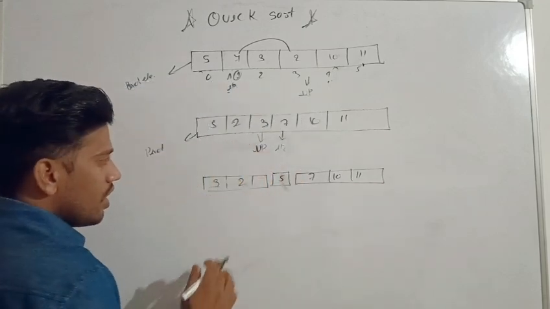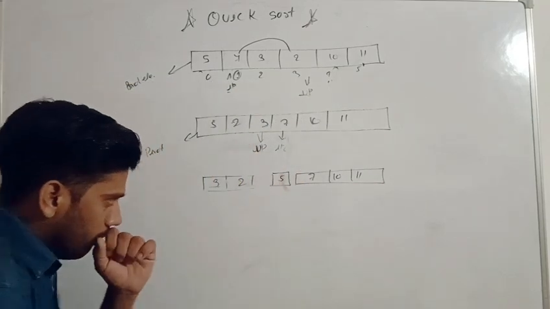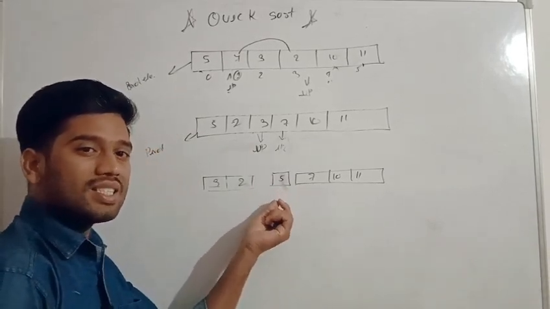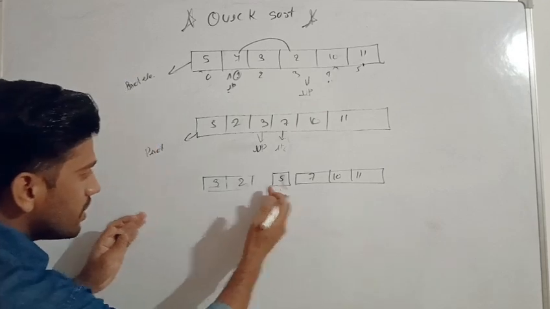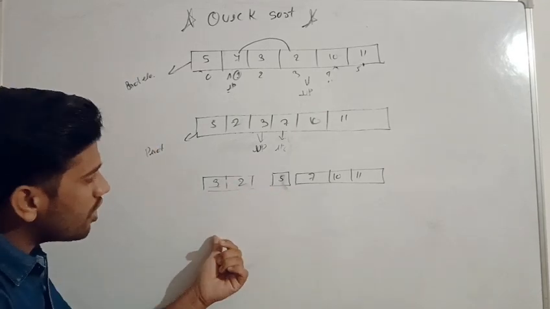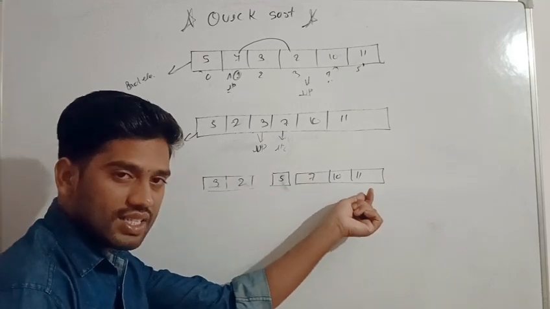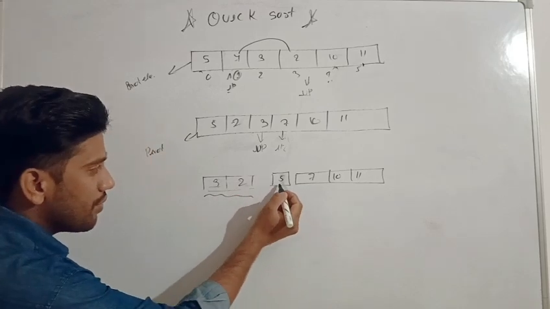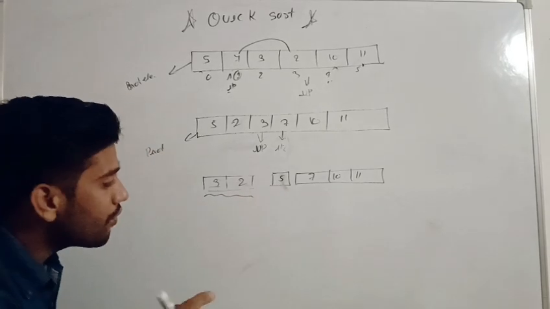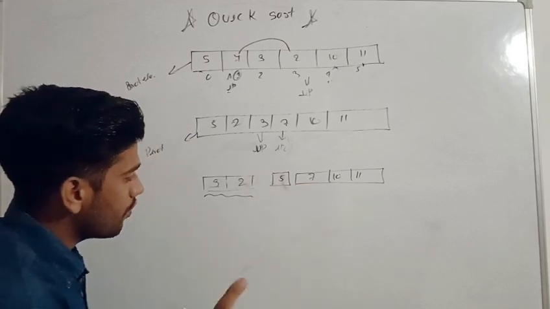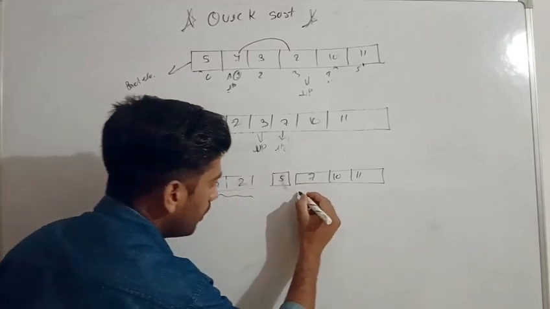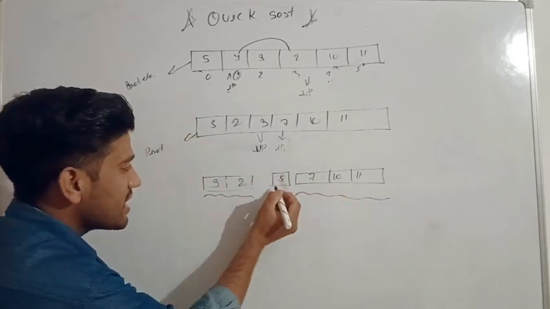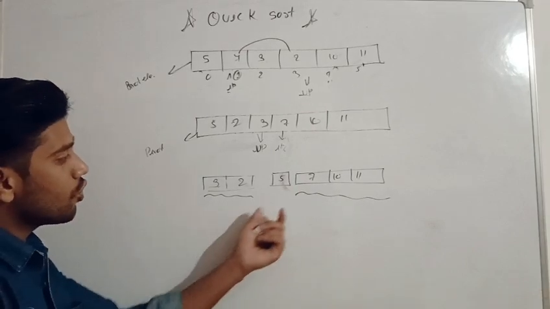Now at this time all the elements, sorry, this pivot element guarantees that all the elements of the left side will be smaller elements, and all the elements of the right side are greater elements. Now here we can see all the elements of the left side, 3 and 2, are less than the pivot element. And on the right side we can see all the elements of the right side are greater than the pivot element. It makes sure of the pivot element.